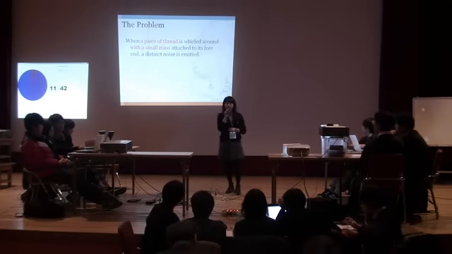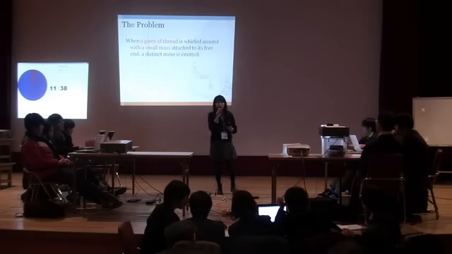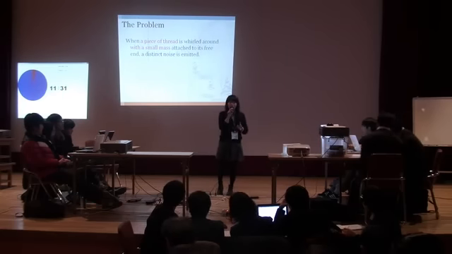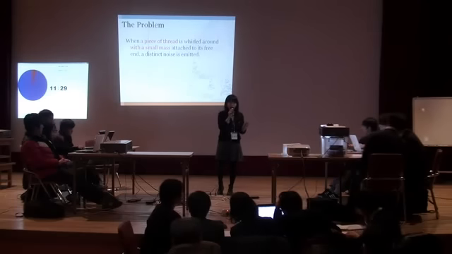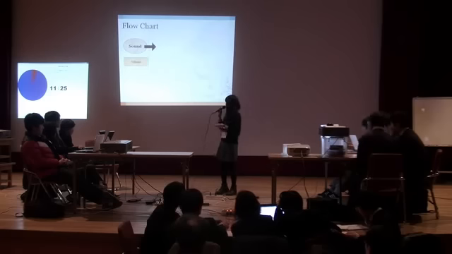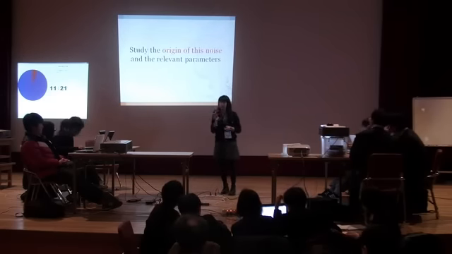First is a piece of thread. We define the piece of thread as a thread which has enough tension and an even surface to make the sound. And also, we define the small mass as the object which would fix one end of the string, therefore making the sound wave. So we have to study the origin of this noise and the relevant parameters.